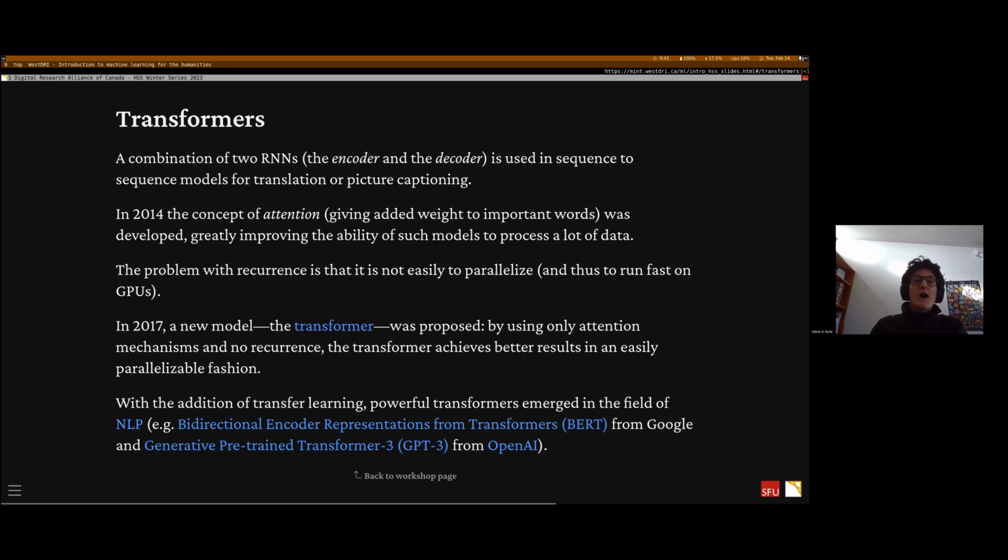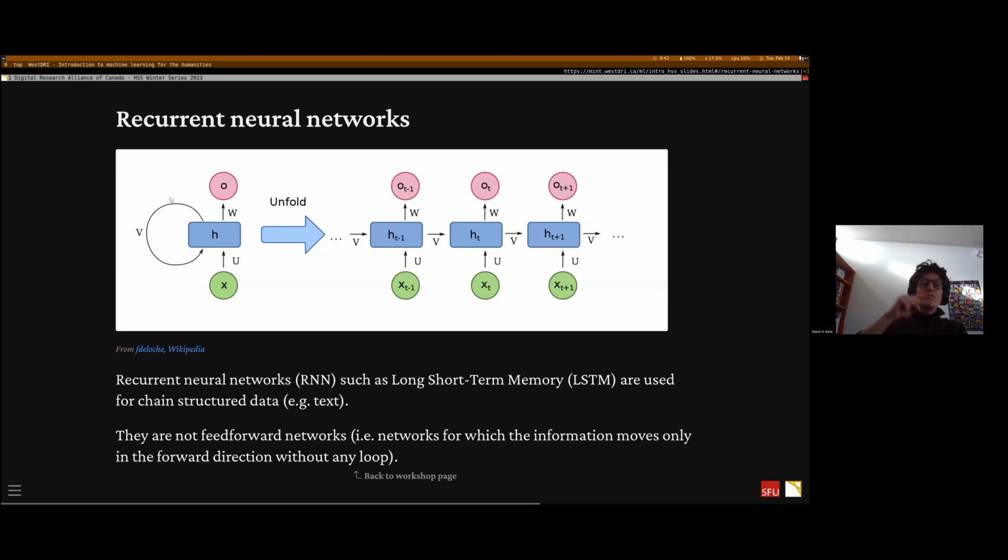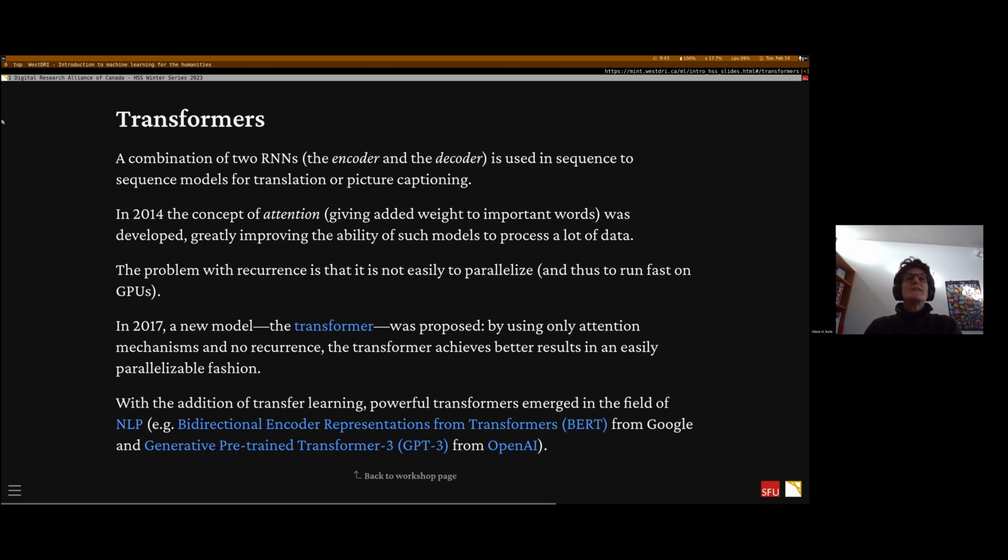One problem with RNNs is that because of this looping pattern, you cannot run things in parallel. So you cannot make good use of GPUs. So it's very, very slow. But in 2014, there was this really revolutionary paper that came about that talked about the concept of attention.